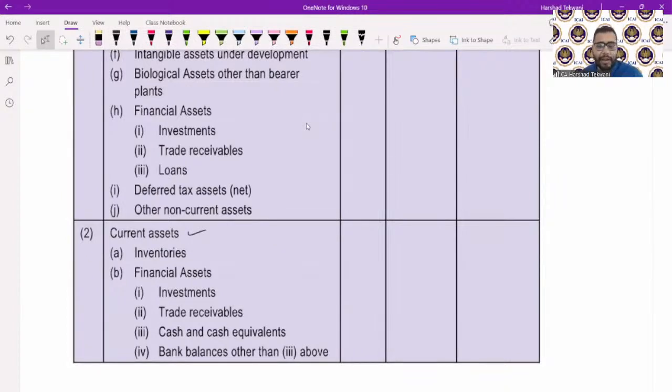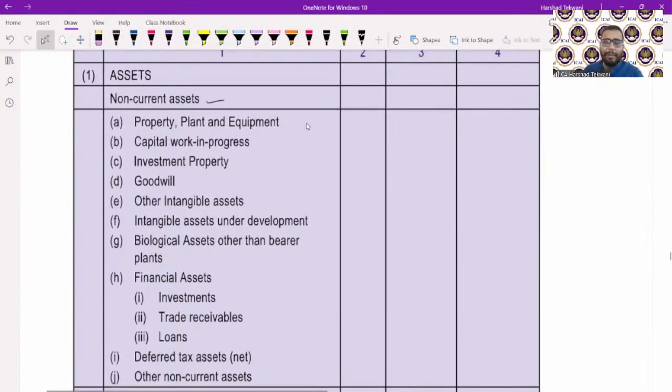We'll see the definition of current and non-current in a while, but this is how the bifurcation goes: current and non-current. When I say non-current, non-current includes plant, property, equipment, PPE, capital work in progress, investment property, goodwill, other intangibles, intangible under developments, biological assets, financial assets which are of non-current nature like investment, trade receivables, loans, deferred tax asset, whether it's a net position, if it is a net position asset, then asset over here, and other non-current assets. Clear?